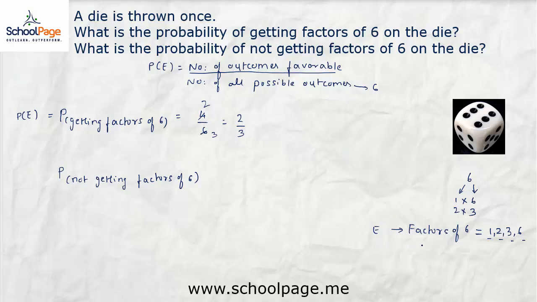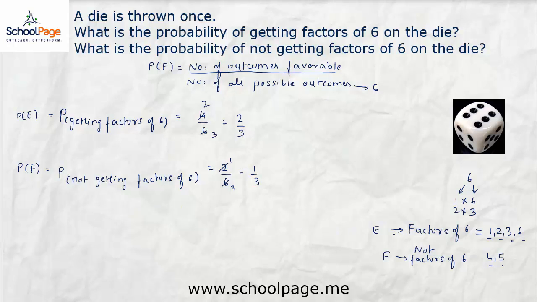For this, between 1 and 6, we know that only 4 and 5 are the numbers that are not factors of 6. So the favorable outcomes here is 2. All possible outcomes is 6. Simplifying, we get this as 1 by 3. Let us take this event as F, and so this will be probability of the event F.